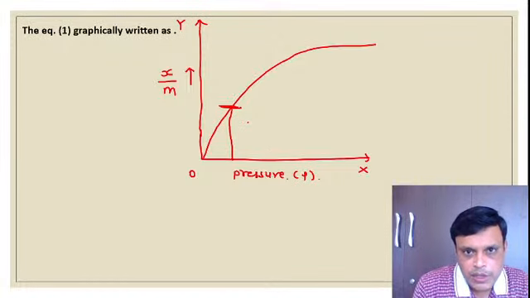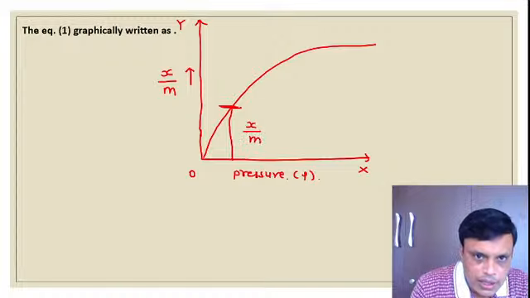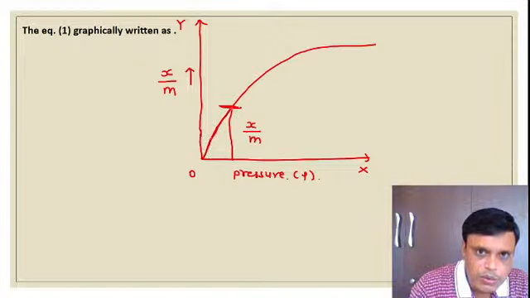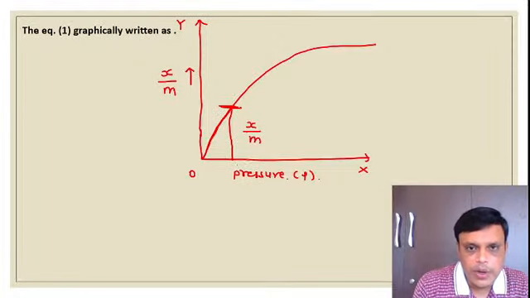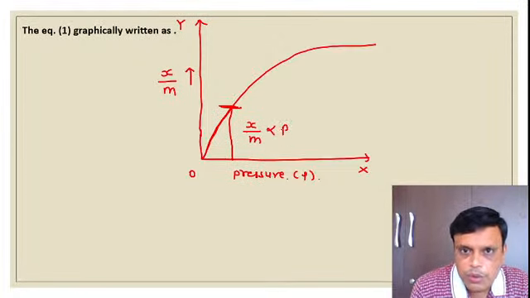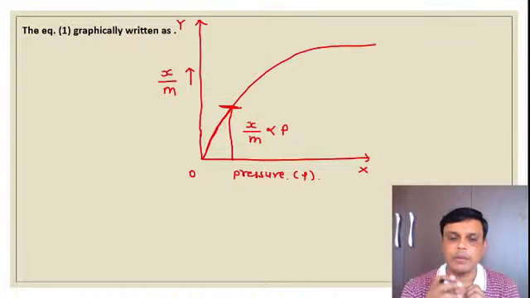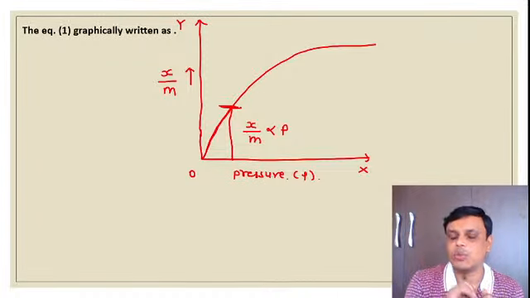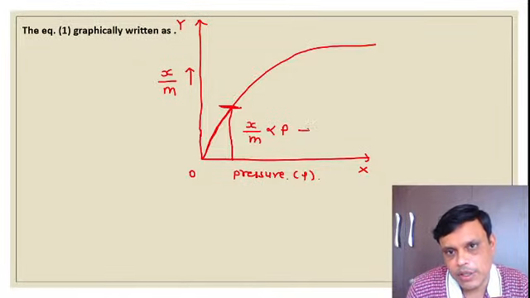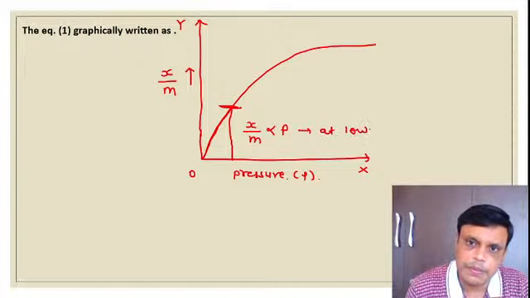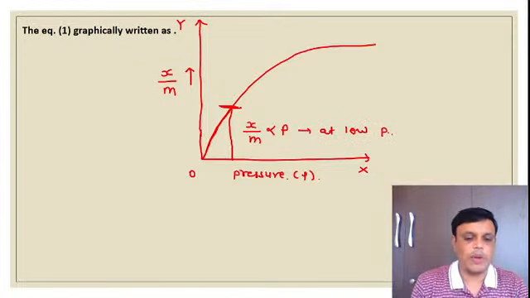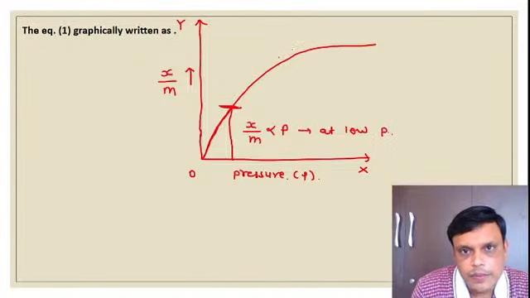So at low pressure, x by m, see here, as we increase the pressure, it increases up to this point. So we can say that at low pressure, x by m is directly proportional to the pressure. जब प्रेशर कम होता है ना, तो x by m increases with pressure. So at low pressure, x by m is directly proportional to the pressure. Please remember this. This happens at low pressure. Now let us see.